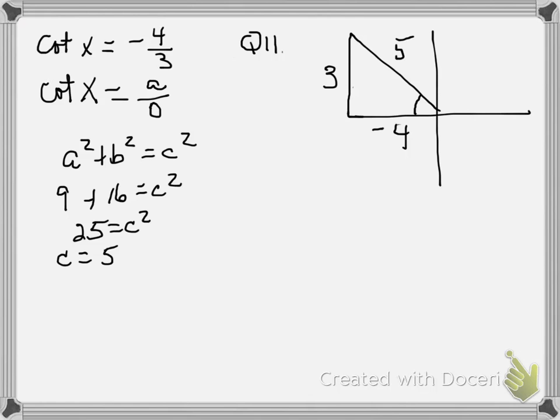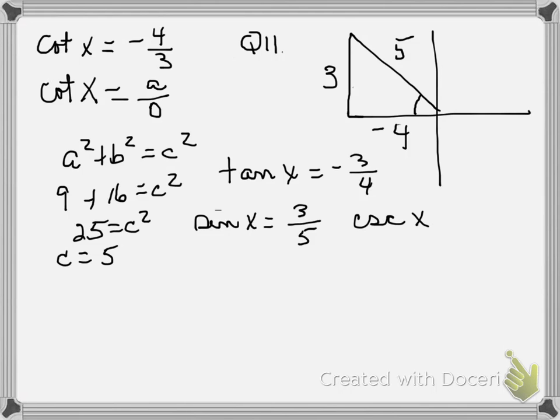Alright, let's write all of them. You had cotangent, so tangent will be its reciprocal, negative 3/4. Sine of x will be the opposite over the hypotenuse, 3/5. The cosecant will be its reciprocal, 5/3. The cosine will be negative 4/5, the adjacent over the hypotenuse, and the secant will be the reciprocal, negative 5/4.